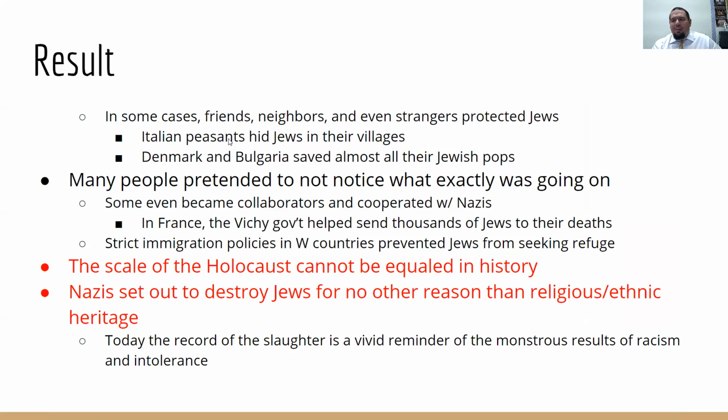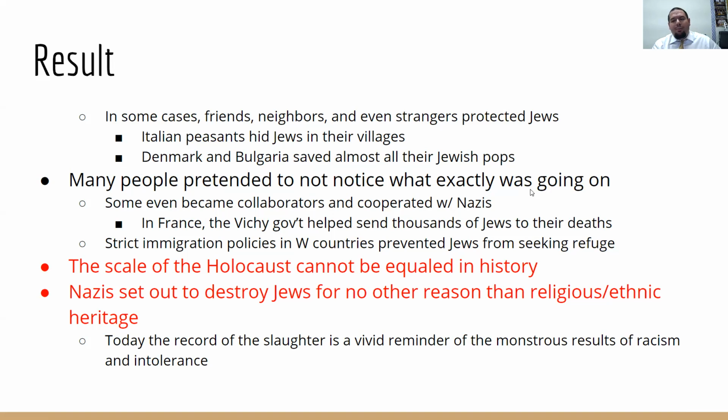This is kind of represented, what's that movie? Inglourious Bastards. If you've seen that movie, Quentin Tarantino, it's a good film. What's his name? Brad Pitt's in it. Denmark and Bulgaria saved almost all their entire Jewish populations. They kind of disagreed with what Hitler was spewing off.